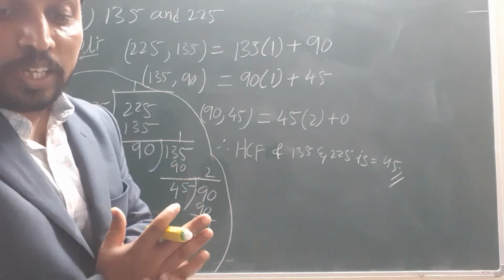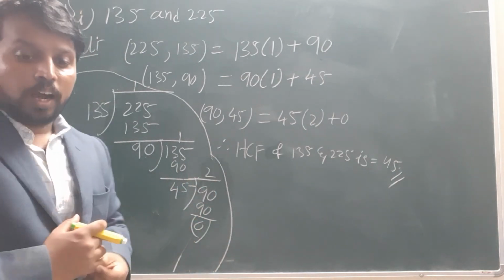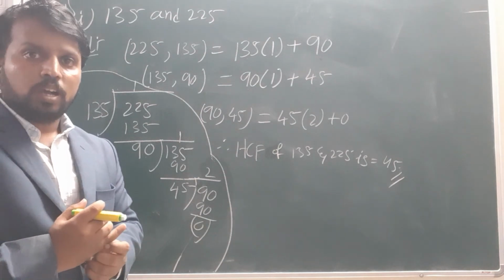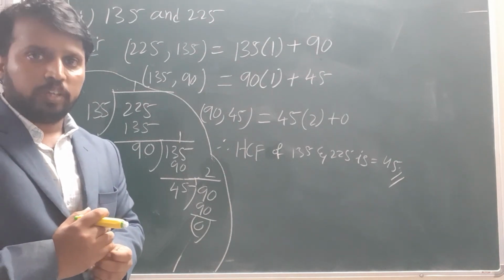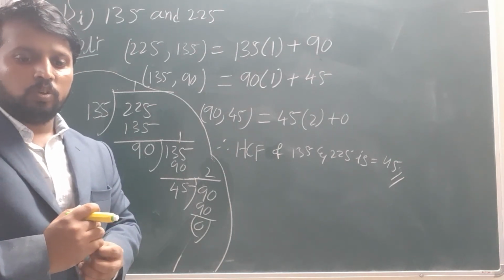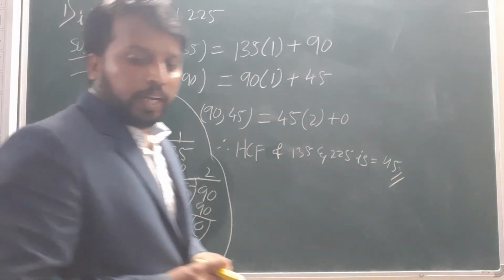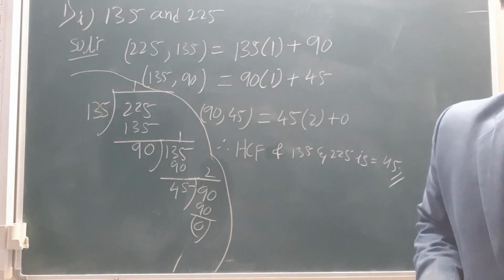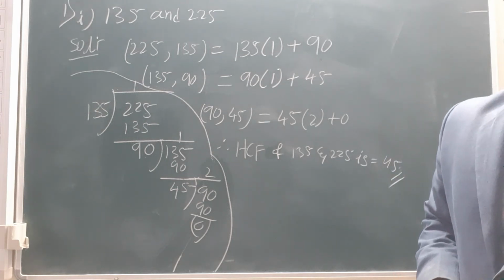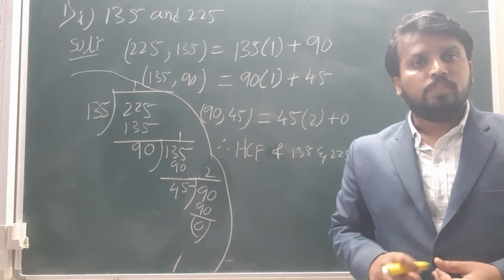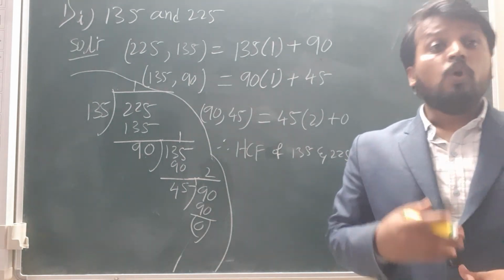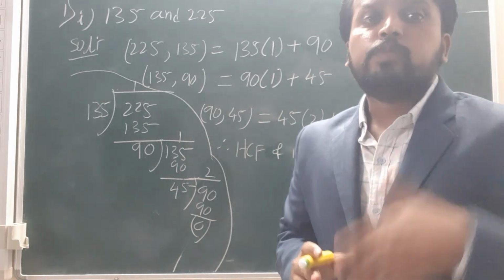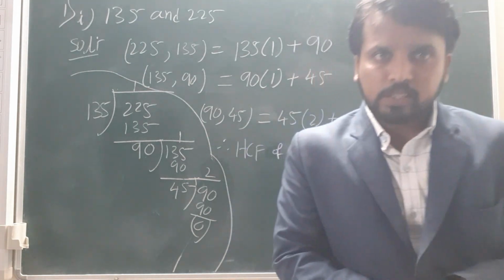Next, the second problem and third problem. Both are homework. You can do them yourself. Okay? 196 and 38,220, and 867 and 255. In the next part, I am going to solve and explain some important statements.